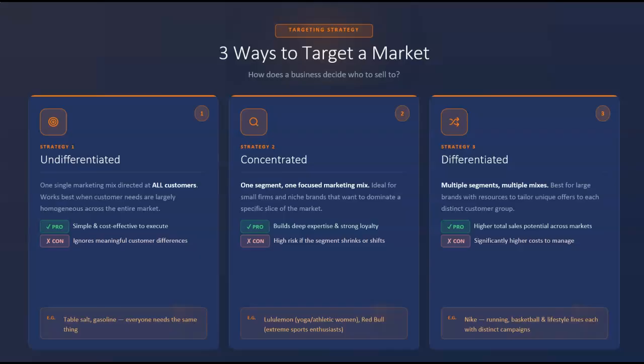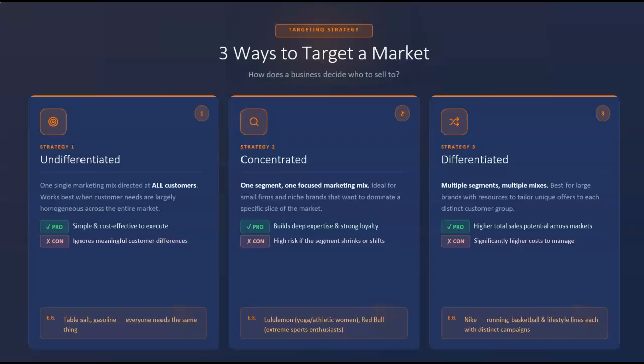The advantage of this type of market is it's simple and cost effective to execute, but a disadvantage is that it ignores meaningful customer differences. Some examples down here, you see table salt and gasoline, because everyone pretty much needs these things. There's not a certain table salt, or maybe now there is, Himalayan sea salt, all those types of salts. But usually with gasoline, there's just gasoline. You can go to different gasoline stations, but you're purchasing gasoline.